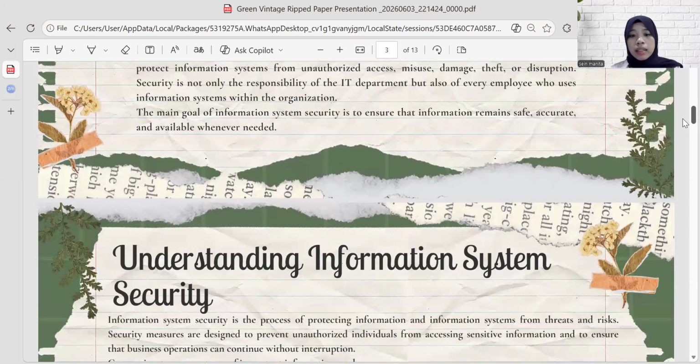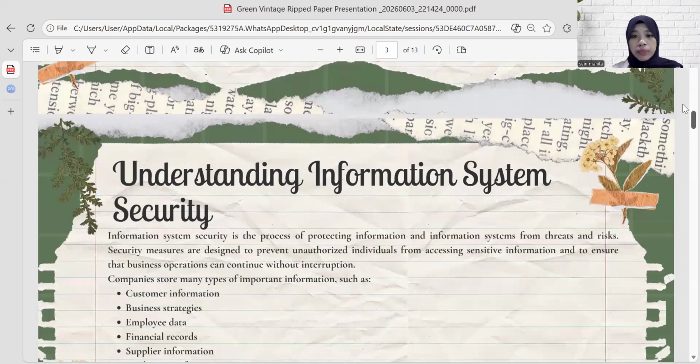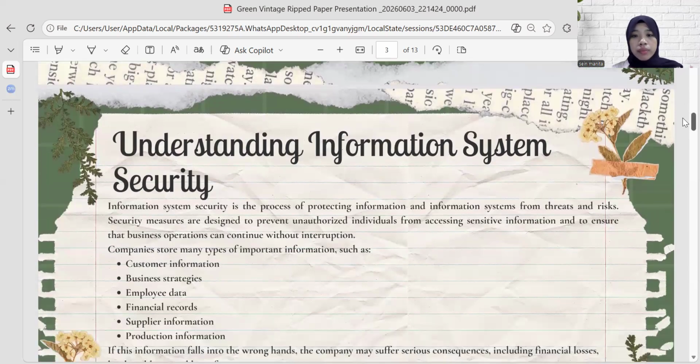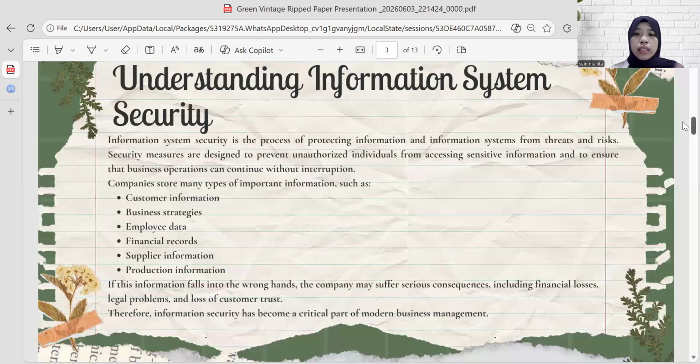the understanding of information system security. Understanding information system security is about the process of protecting information and information systems from threats and risks. Security is a measure designed to prevent unauthorized individuals from accessing sensitive information and to ensure that business operations can continue without interruption.